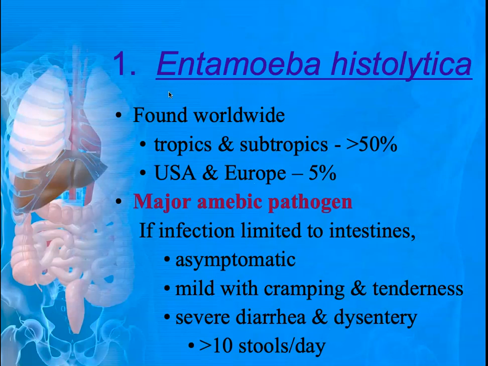This is found worldwide, the highest prevalence being in the tropics and subtropics, although we do see it here and in developed countries. It is the number one major intestinal amoebic pathogen. It is possible to have an asymptomatic infection with Entamoeba histolytica, but those are the dangerous people because the colonization is occurring and those people are passing cysts, so they can infect people within close quarters, or it can be sexually transmitted.